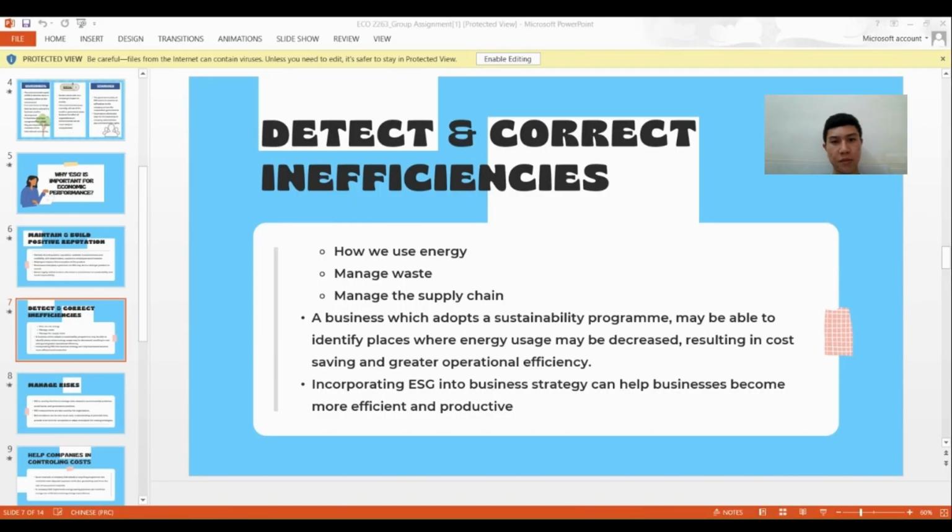Okay, so now in my part, I'm talking about detecting and correcting inefficiencies. ESG can detect how we use energy, and we can use ESG to manage waste and manage the supply chains. A business which adopts a sustainability program may be able to identify places where energy usage can be decreased, resulting in cost saving and greater operational efficiency. Incorporating ESG into business strategy can help businesses become more efficient and productive.